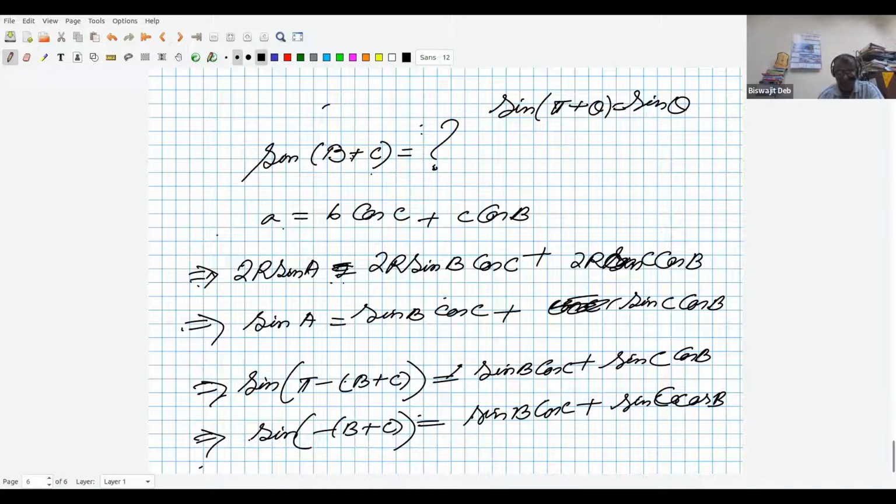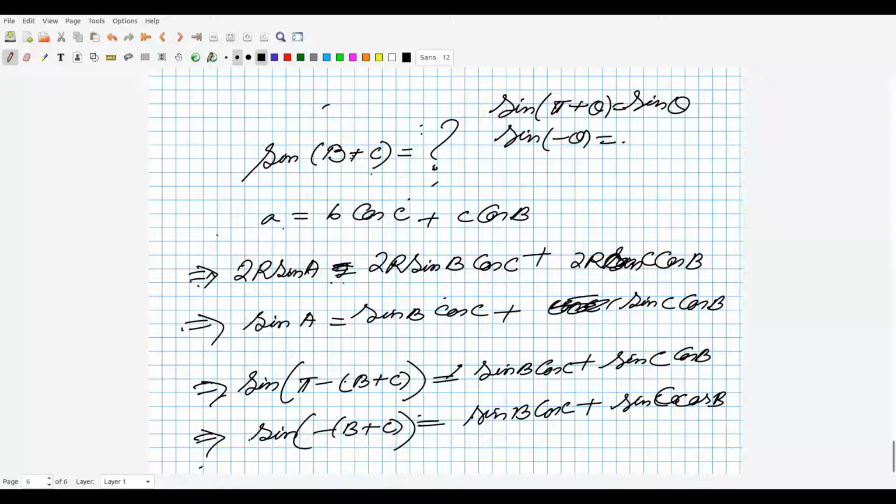But what is sine of minus theta? That also we have derived. Sine of minus theta is minus of sine theta. Then where is the problem?